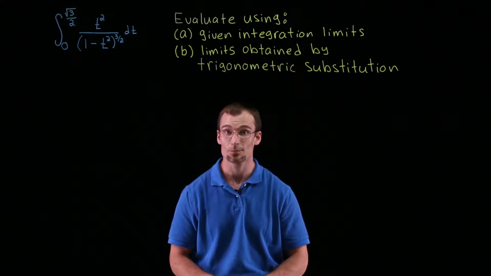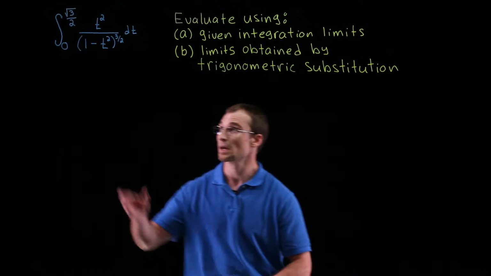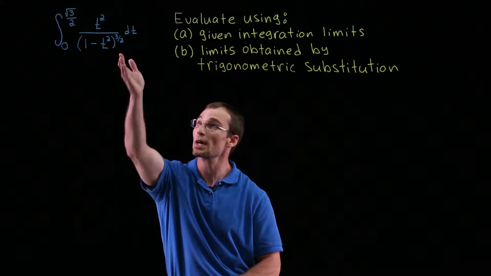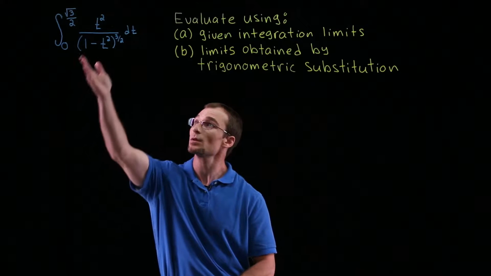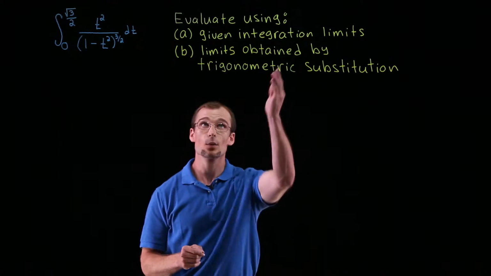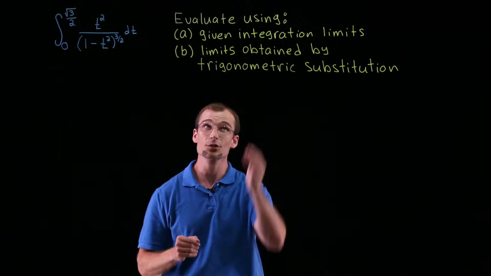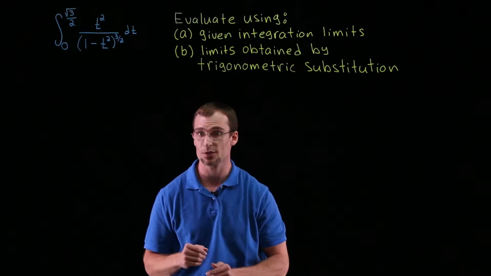Hello everybody, I'm Adam. In this problem, we're going to be evaluating our integral of the function t squared divided by the quantity 1 minus t squared to the 3/2 power from 0 to root 3 over 2. And we're going to evaluate this using A, our given integration limits that we have over here, and then also the limits obtained through trigonometric substitution.